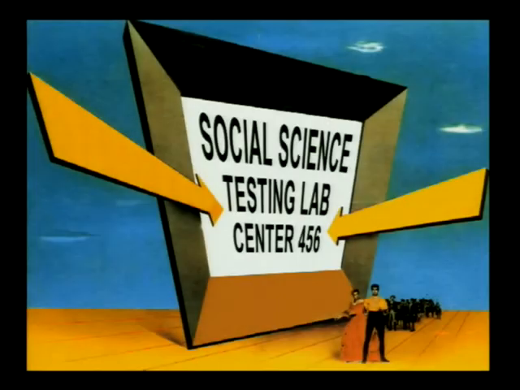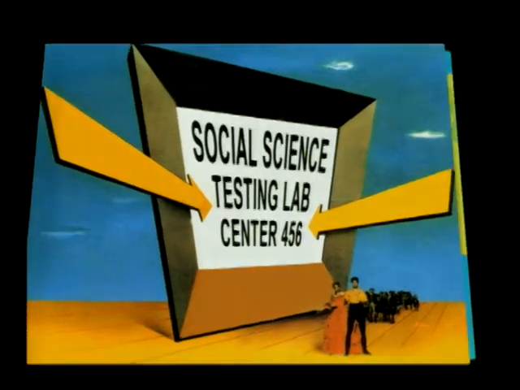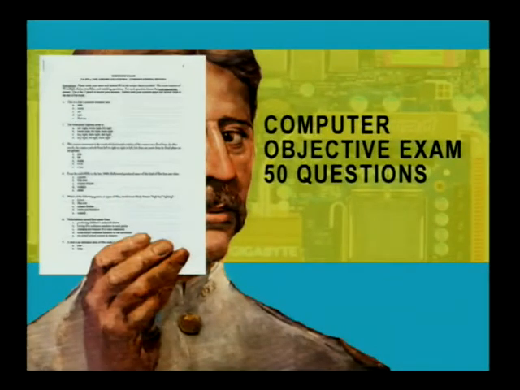All right, where is it? The Social Science Testing Lab. That's the center building. Number is 456. It is a computer objective exam. There will be 50 questions, and they'll cover everything from the beginning of the term through the American comedy, which we'll talk about in a few minutes.